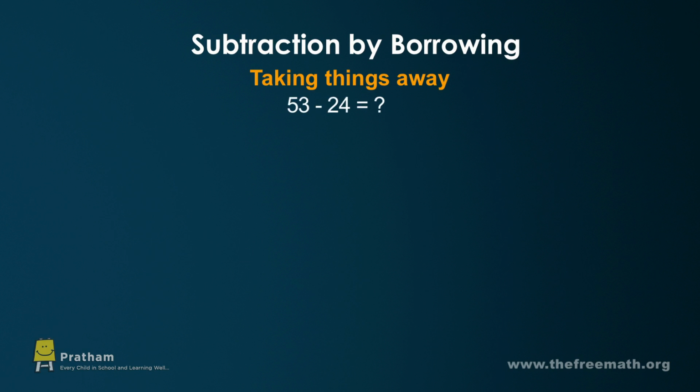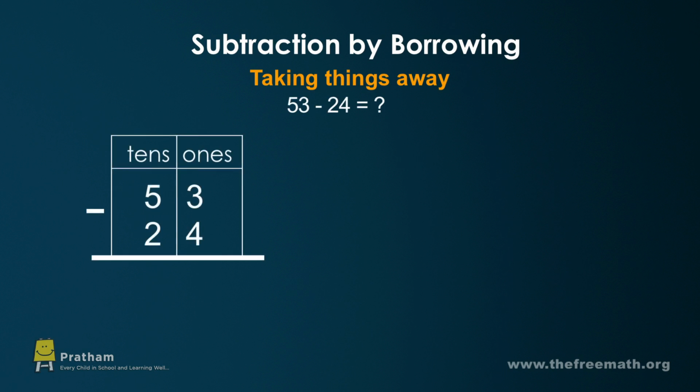53 minus 24. Again, write the numbers one below the other so that the columns line up. And now we need to subtract 4 from 3. 3 is smaller than 4, so we need to make 3 bigger. How can we do that? Let's write down 53 as 5 tens and 3 ones.